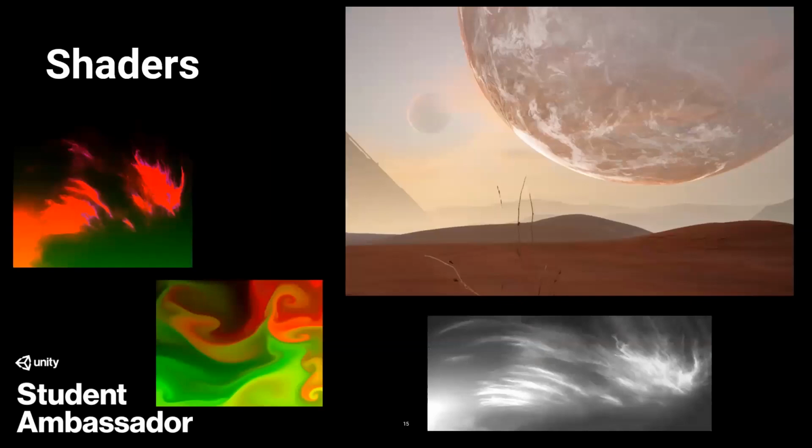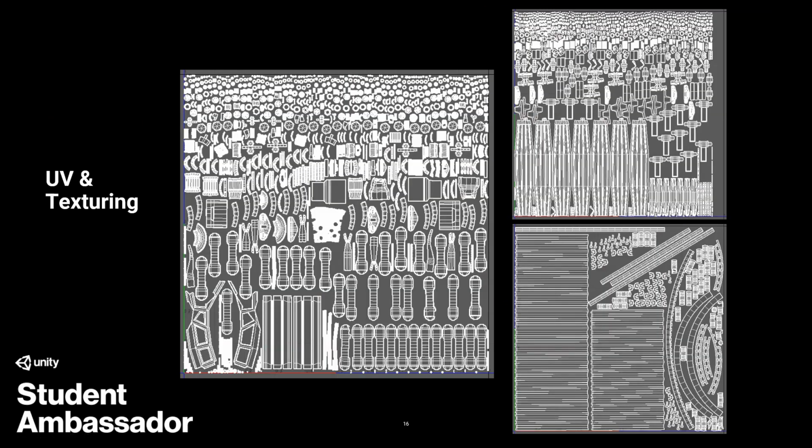Let's talk about the shaders. In this scene you can see there is another planet, and it has a cloudy effect. We use our displacement map through the shaders to give it a real cloudy look, and some other shaders to make it more realistic. So we work on shaders as well. And we also did the UV and texturing. There is a lot of UV mapping and texture baking.